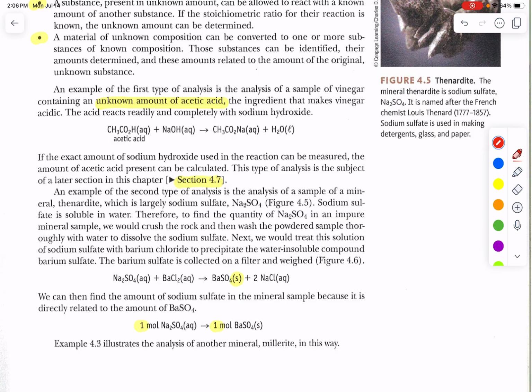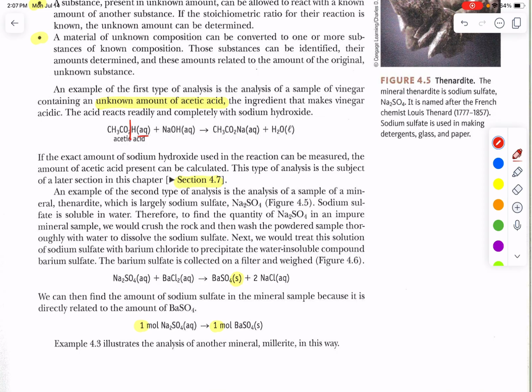So how would you do that? Well, one way to determine how much acetic acid is in that aqueous solution, and you'll notice here that this is aqueous, acetic acid in water, your basic components of vinegar, is that you combine it with a solution of sodium hydroxide. And as a result of that, you get a double displacement reaction.